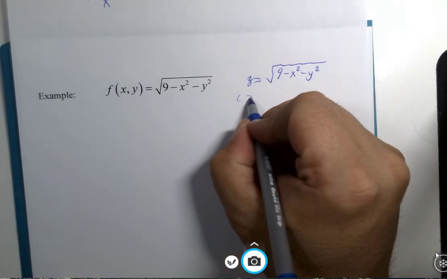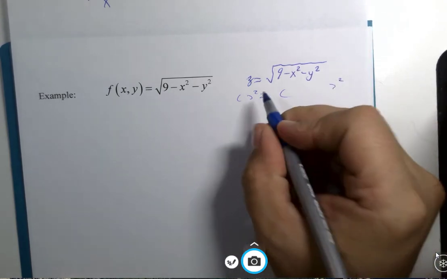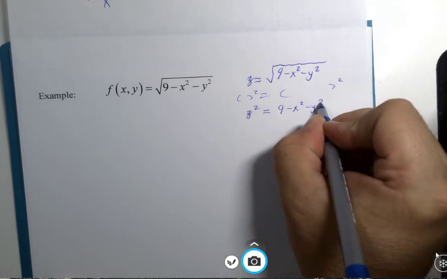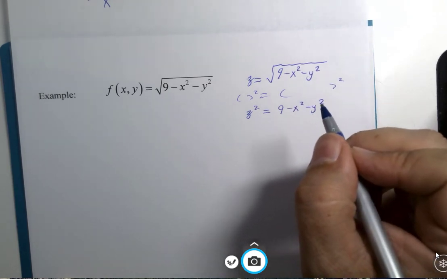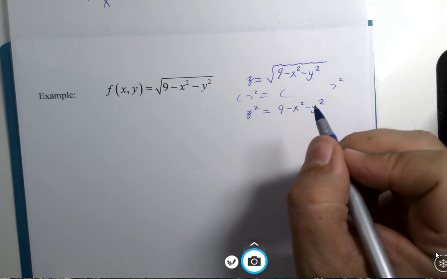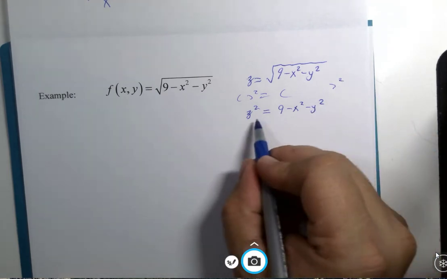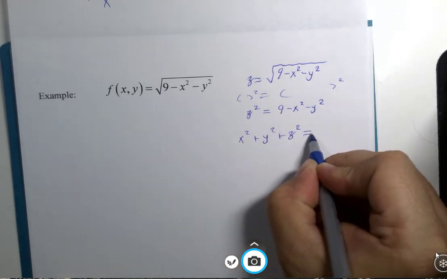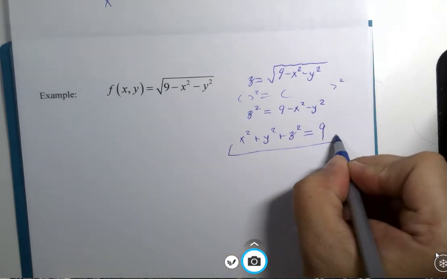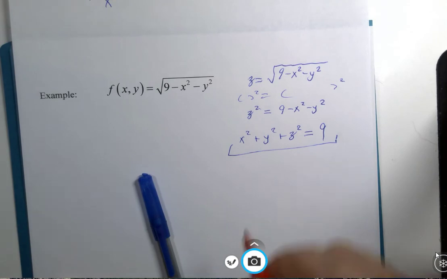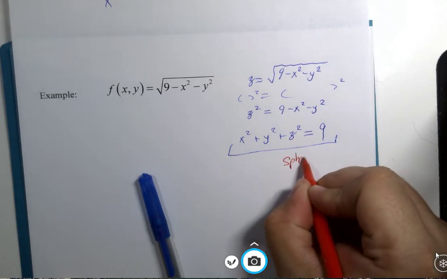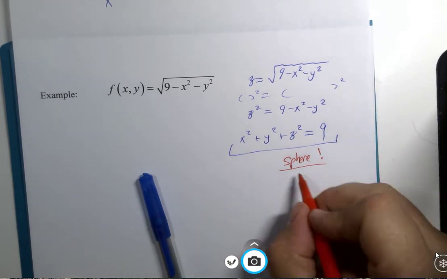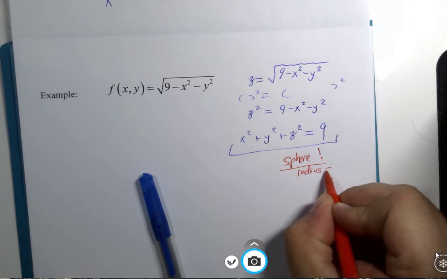I'm going to square both sides, and I'll have z squared equals 9 minus x squared minus y squared. Yes, I know I just did something a little bit fishy, but don't worry, I'll come back to it. And let's add x squared and add y squared to this side. You recall what that is? That is a sphere. That sphere of radius 3.